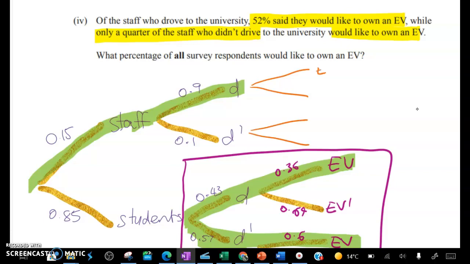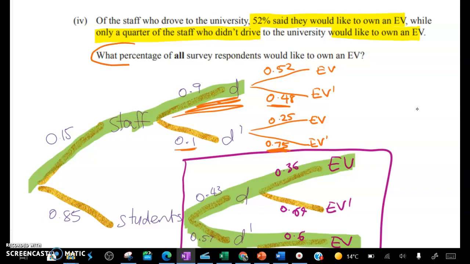So now we're going to have EV, not EV, EV, not EV. So here it's going to be 52% of those who drove, right? So that's that bit there. Want an EV, that means that this must be 0.48. And here, only a quarter of those who didn't drive would like to own an EV. And 0.75 of those who didn't drive didn't want to own an EV. So notice I'm getting these because they have to add up to 1.